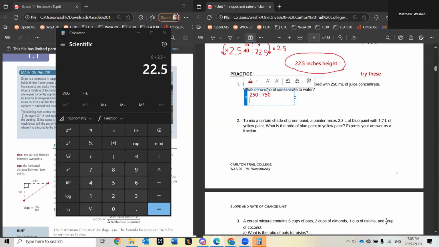So I'm going to divide these both by 10. So 25 to 75. I'm going to divide them both by 5. It's 5 to 15. I'm going to divide them both by 5 again. 1 to 3. So it's a 1 to 3 ratio.